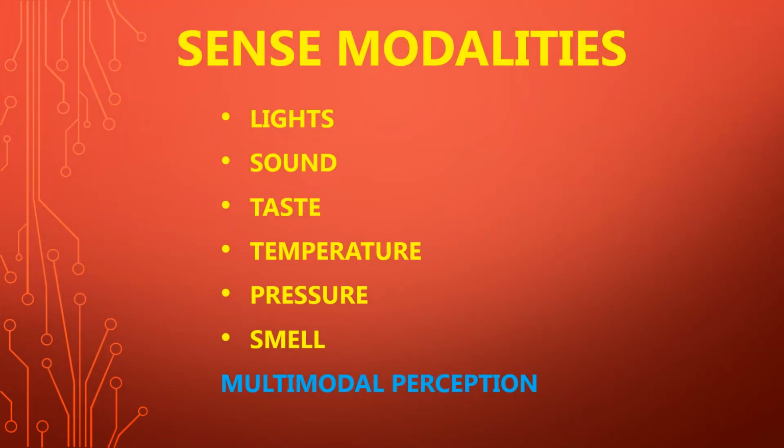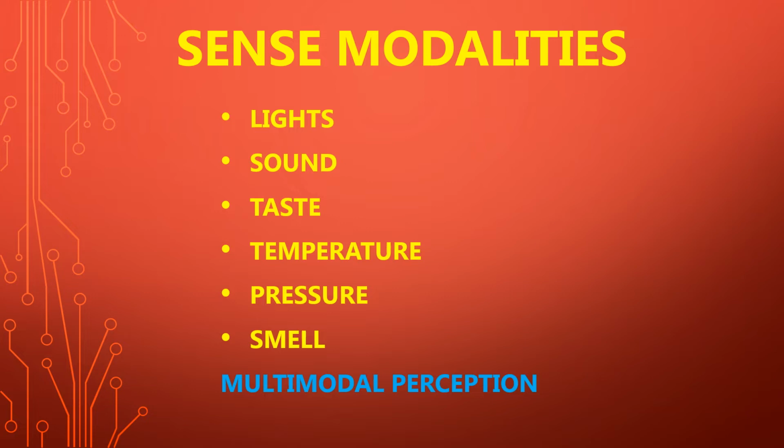Sense modalities. In our environment, we have various stimuli. Our sense organs receive these stimuli, and what happens? There will be the process of transduction. That is, the stimulus we have received is converted into neural activity and then it is passed on to the brain for perception. So this process happens with every sense organ. The basic sensory modalities include light, sound, taste, temperature, pressure and smell.